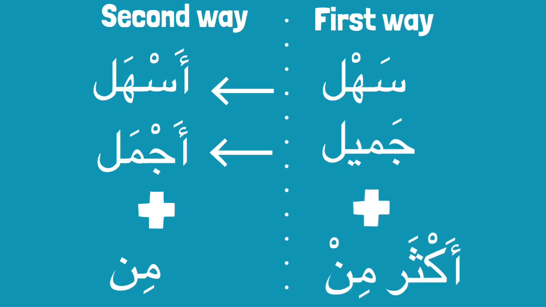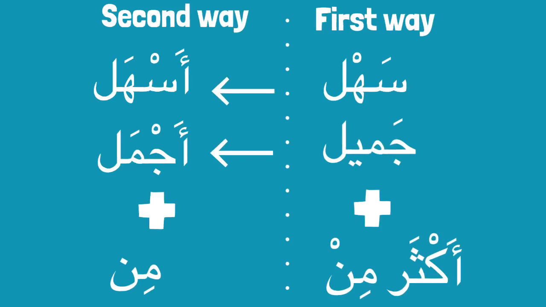So let's see the first example, which is سهل. Do we have any vowel letters, alif, waw, or ya? No, we don't. So we take it as it is and put an alif in the beginning, and then it's going to be فتحة سكون فتحة سكون. So سهل, we take it as it is, we don't have any vowel letters, put an alif and change the tashkil. It becomes أسهل.